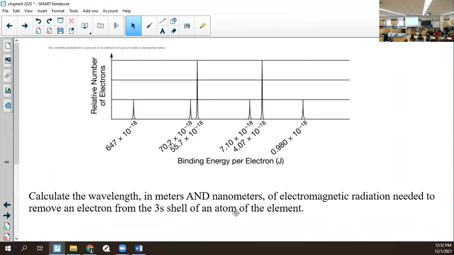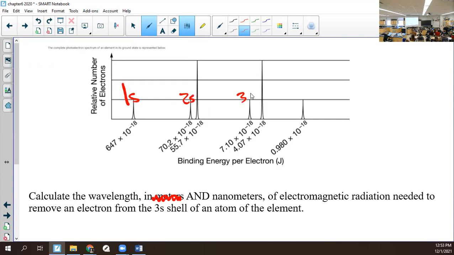Calculate the wavelength in meters and nanometers of the electromagnetic radiation needed to remove an electron from the 3s shell. So which one is the 3s? The fourth one up. Yeah, that one, right here, right?